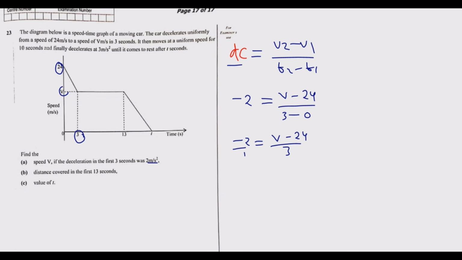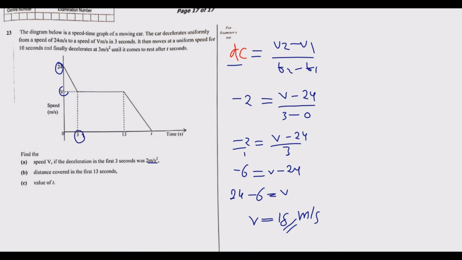So remember, the strategy: before you do anything, cross multiply. So we have 3 multiplied by negative 2. We have negative 6 is equal to v minus 24. So collecting the like terms, 24 crosses the equal sign, 24 minus 6 is equal to v. So v is equal to 18 meters per second. That's the speed for A. Let us go to B.